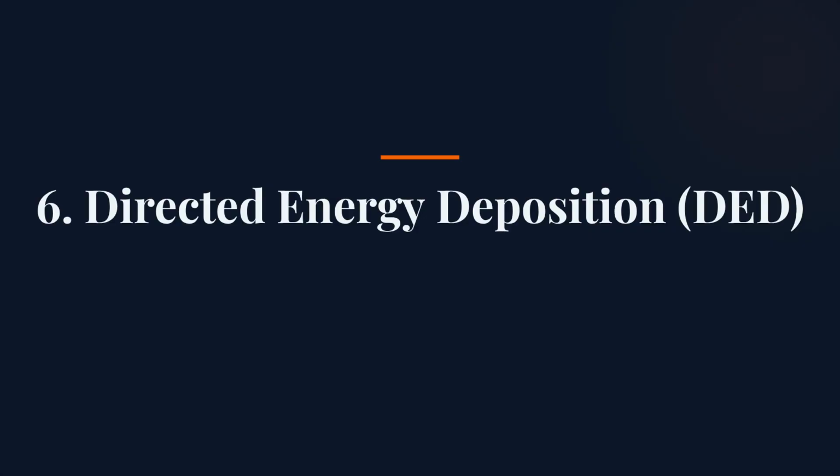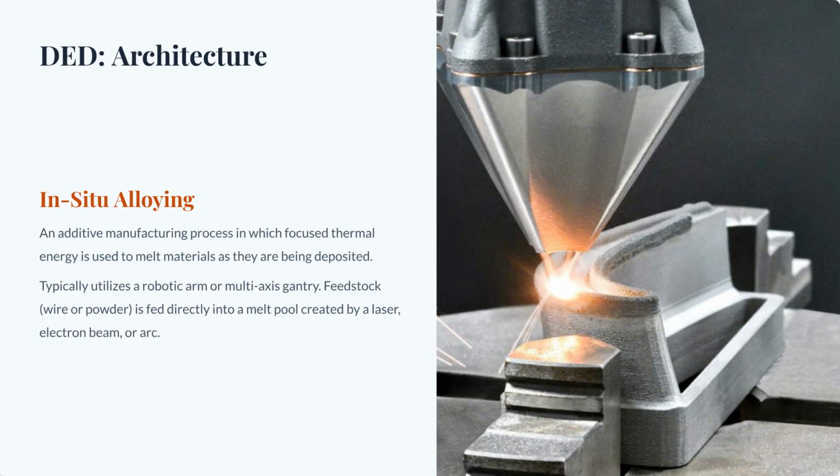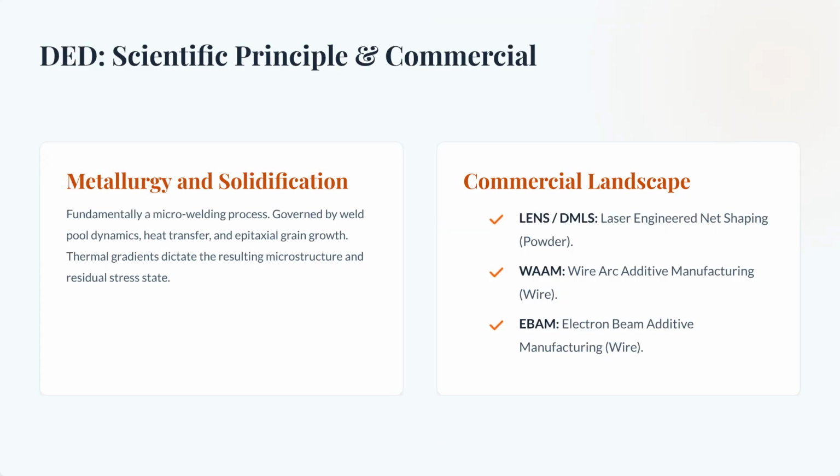This process is unique for its ability to simultaneously melt and deposit material. DED utilizes robotic arms or multi-axis gantries to feed wire or powder into a localized melt pool, allowing for complex, in-situ alloy creation during the print. Fundamentally a micro-welding process, DED is governed by weld pool dynamics. Commercial systems include laser-engineered net shaping and wire arc additive manufacturing.